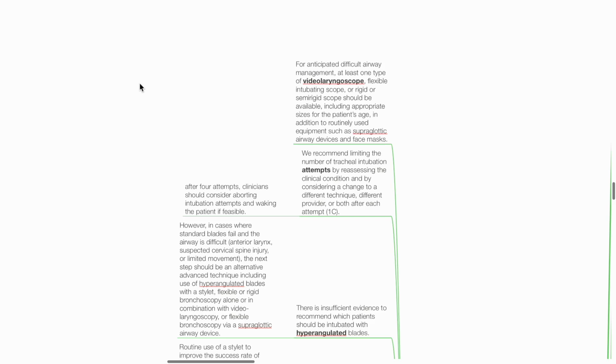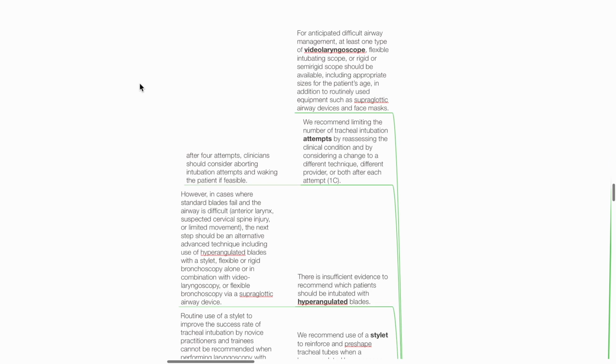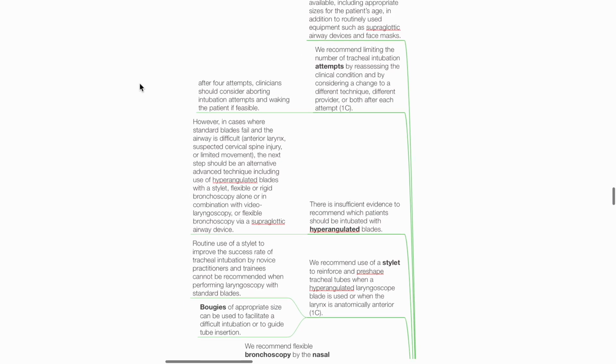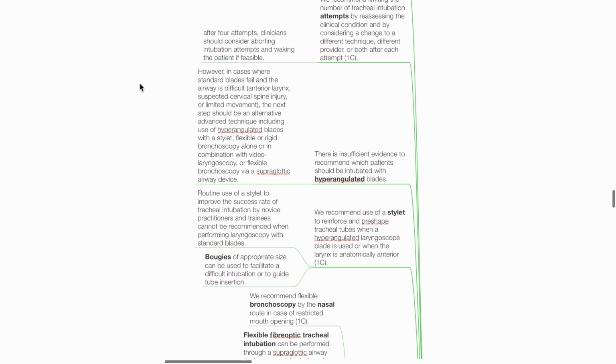It is recommended to limit the number of tracheal intubation attempts by reassessing the clinical condition and by considering a change to a different technique, different provider, or both after each attempt. After 4 attempts, clinicians should consider aborting intubation attempts and waking the patient if feasible. There is insufficient evidence to recommend which patient should be intubated with hyperangulated blades.